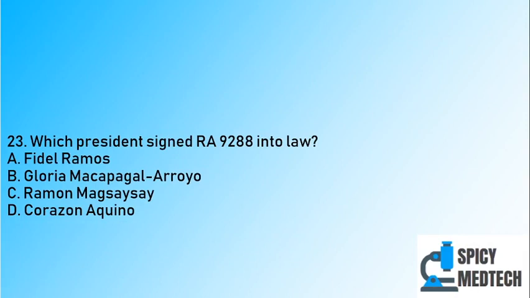Number 23. Which president signed RA 9288 into law? A. Fidel Ramos, B. Gloria Macapagal-Arroyo, C. Ramon Magsaysay, or D. Corazon Aquino? So the answer for number 23 is letter B, Gloria Macapagal-Arroyo.